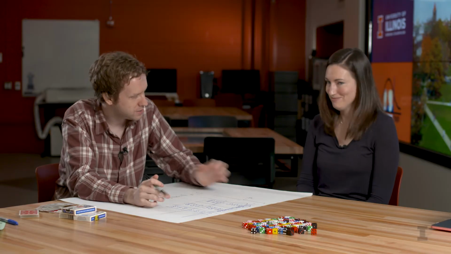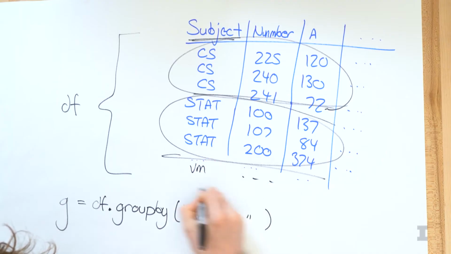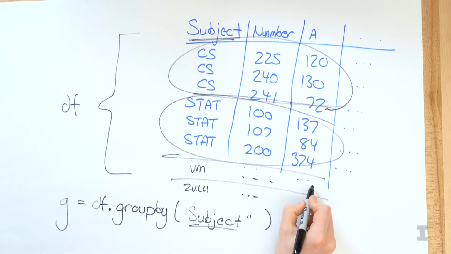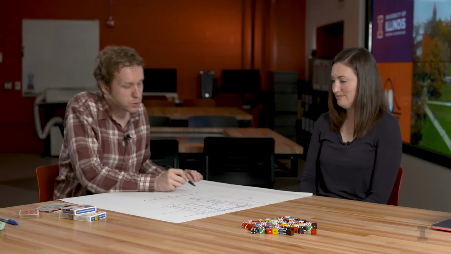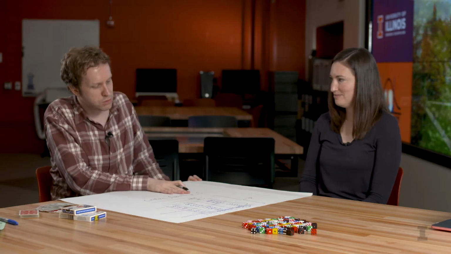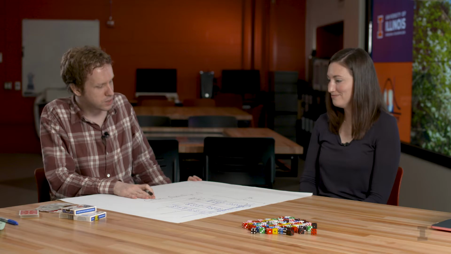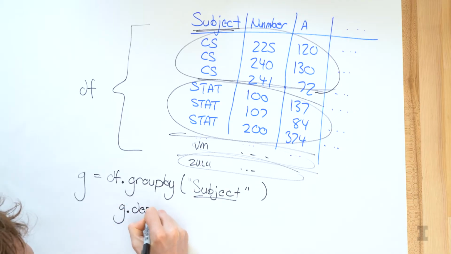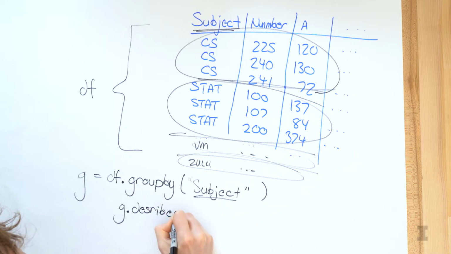And remember, this data set actually contains over 200 different subjects. So we also have veterinary medicine and Zulu at the very end. There's going to be a group that contains a number of veterinary medicine rows, a number of Zulu rows. So we have a number of different groups of individual data. And once we have a group, which we'll say g is equal to df.groupBy, grouping by the subject, we can ask Python to describe this data. So g.describe will give us information about this entire grouping.